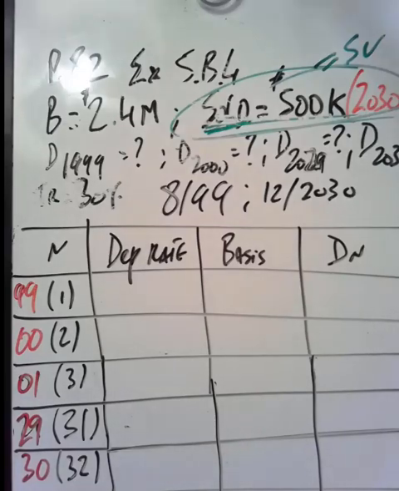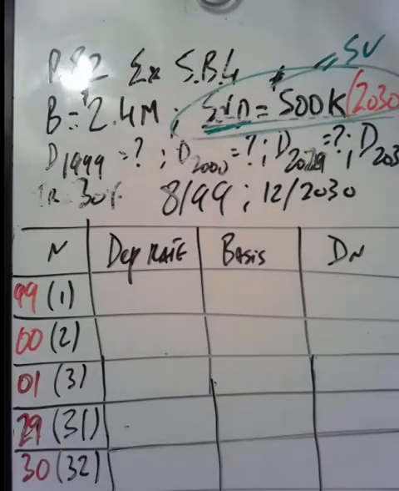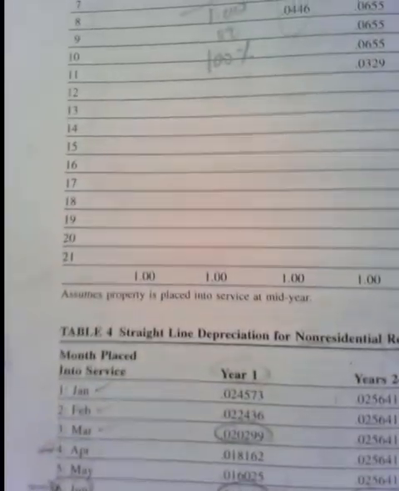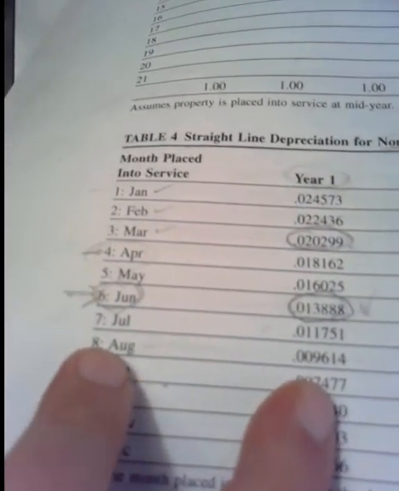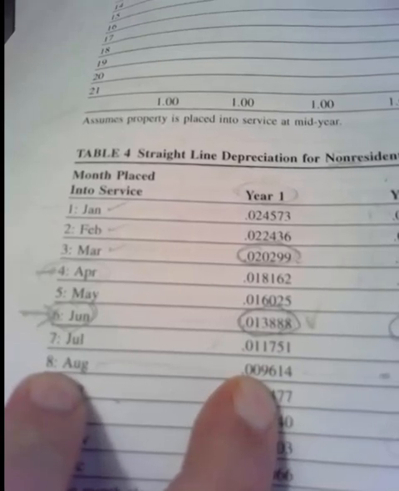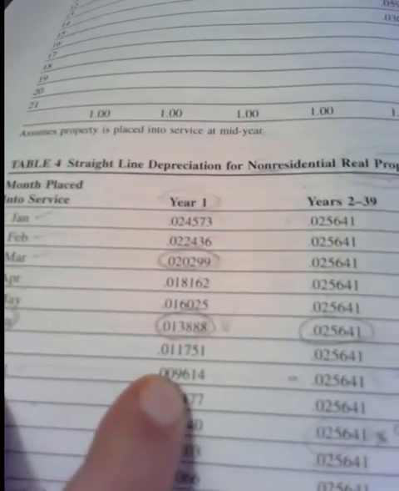Now let's get the depreciation rates. So we are on page 68, and note this. So they say we buy it in August. This is the rate we're going to use. August, table 4, we use this 0.96% as the depreciation rate.